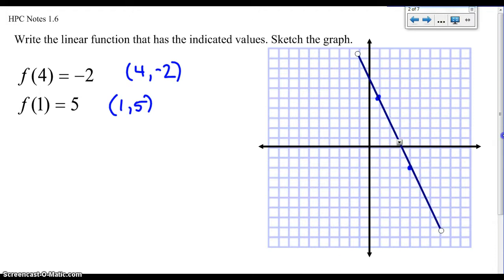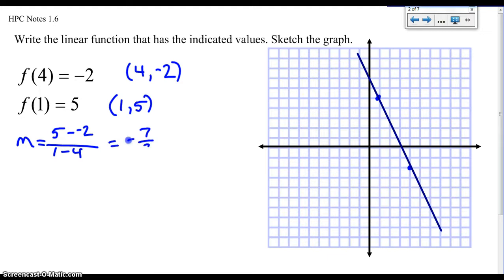And we've taken care of the sketch. One thing we haven't done yet is to actually write the linear function. Now you could try to look at the graph and pick it out, and I don't necessarily trust my graphs, just in case I've had any error in the way I drew the line. So instead, I'm going to find the slope: (5 - (-2)) / (1 - 4).